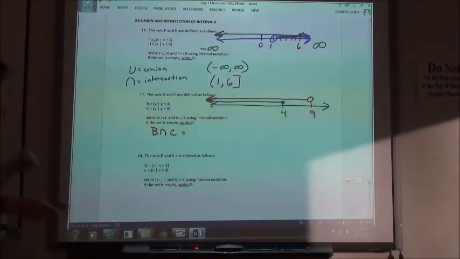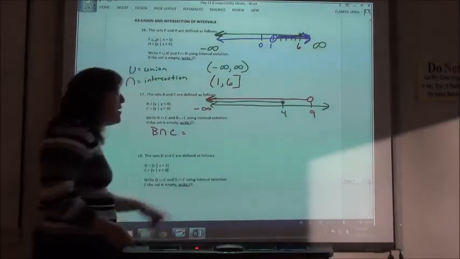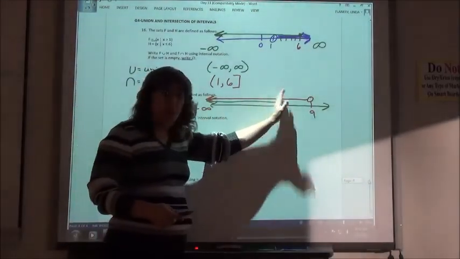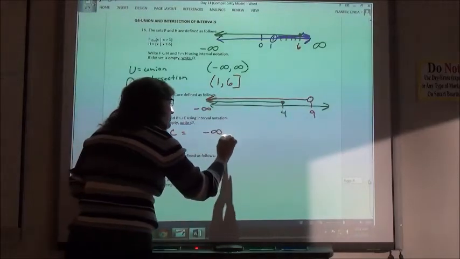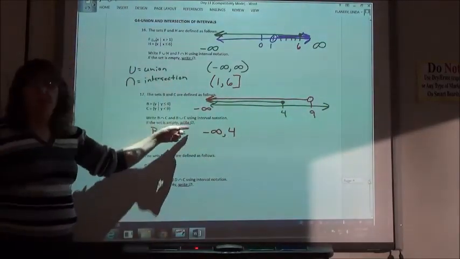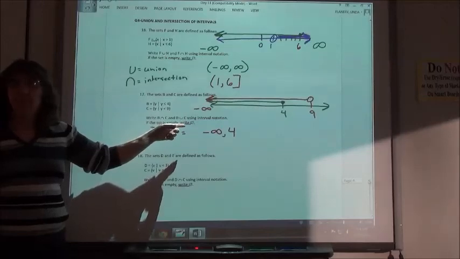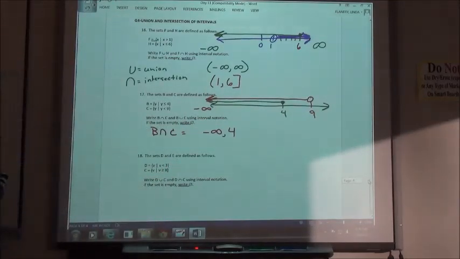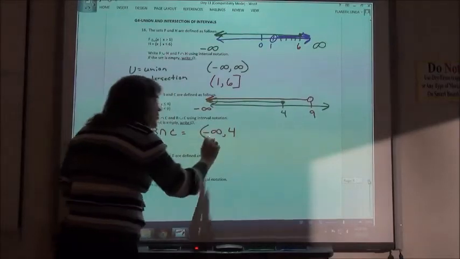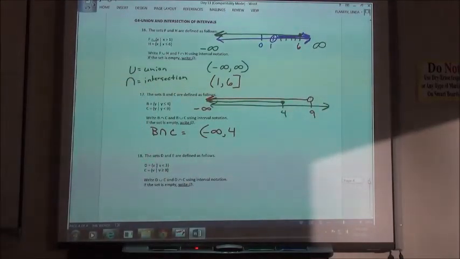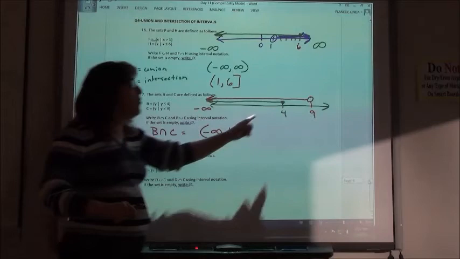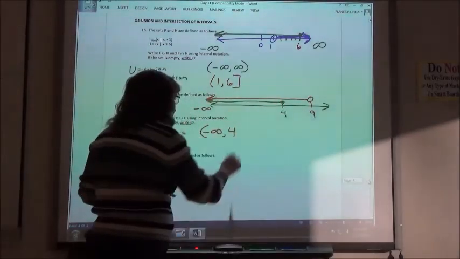From 4 down to negative infinity, but since we like to read from left to right, we're going to go from negative infinity to the 4. Infinity is going to have what end mark? Nope. The parenthesis, because we can't ever be on infinity. So infinity always has a parenthesis on it. You never reach infinity. The 4 is going to have the bracket because we are equal to the 4. It had that filled in dot.